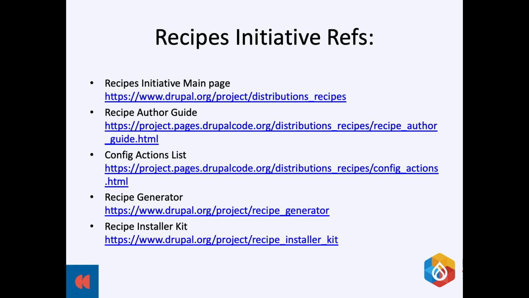Okay, as I said, the recipes initiative page is there. It's got links to the recipe author guide. If you want to write your own recipes, you can get all the information that you need from there. The config actions list, again, is there. Loads of config actions, and I think more are getting added daily. There are some other modules too, and I know that I've missed a few off here.